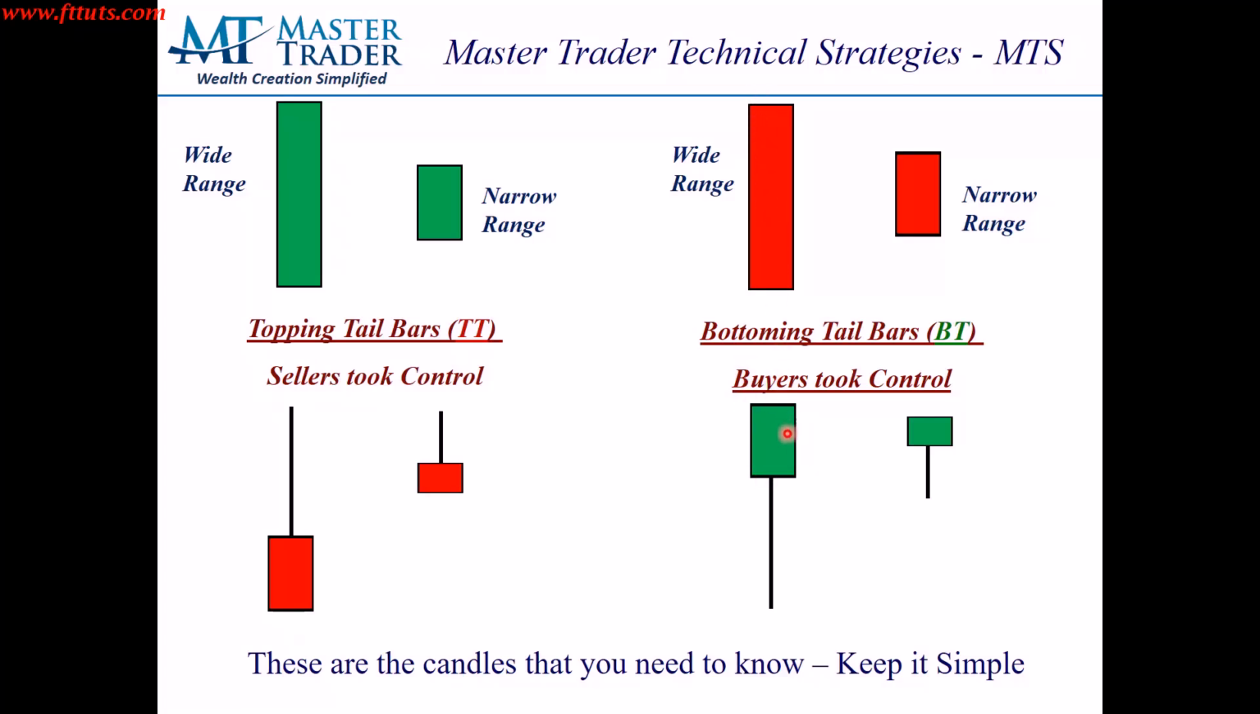So a big red bar and a climactic move to the downside that turns into a bottoming tail, which would also be a range expansion bar, would tell us that buyers took control and the odds are extremely high that prices are going to move up.